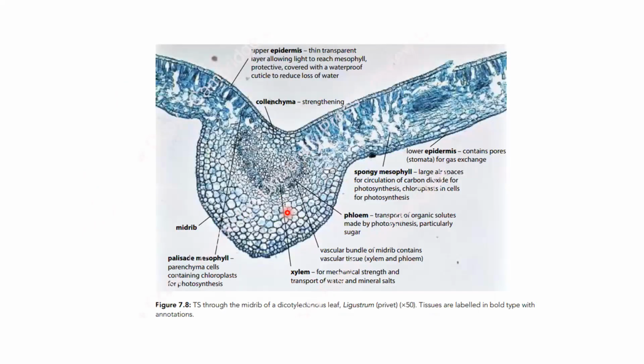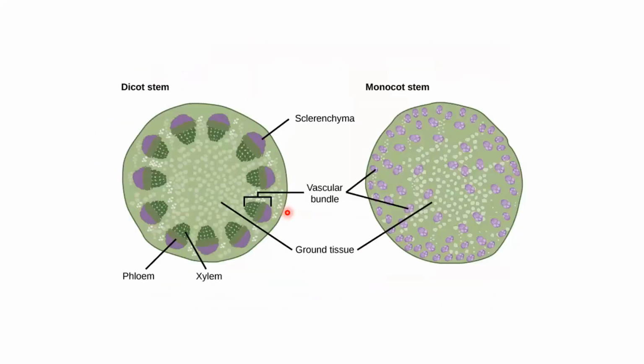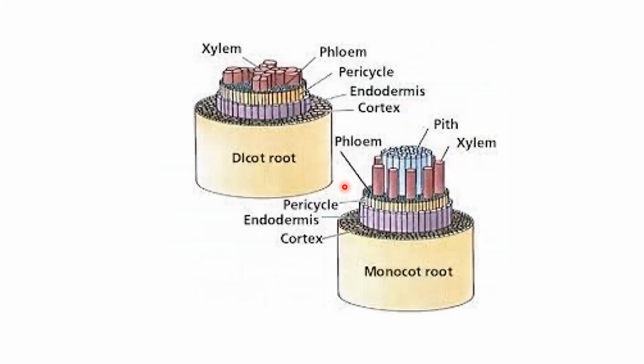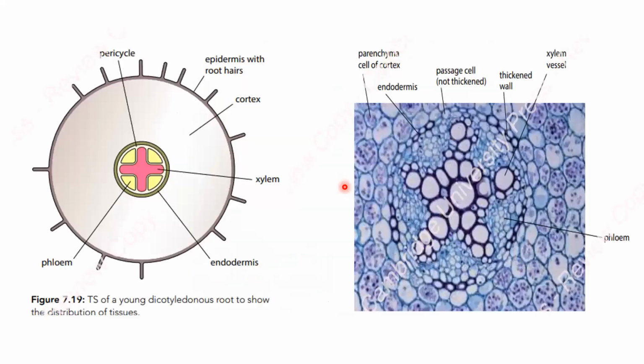So is this clear? Are these structures for the stem and the root of dicots and monocots, the differences, clear? Yes, teacher. Okay, then you can be able to appreciate this.